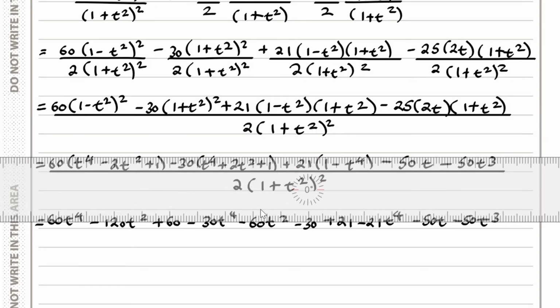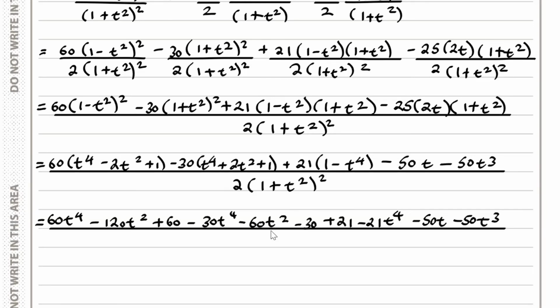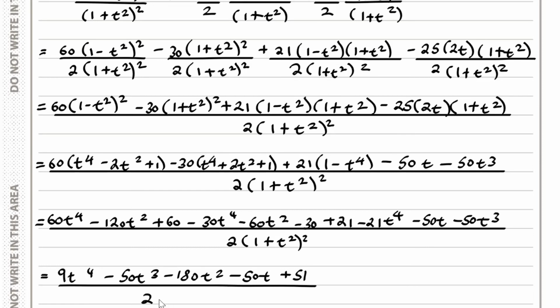Alright, and then on the bottom over here we end up with 2 lots of (1 plus t squared) squared. Okay, so if we tidy all this up, you'd find if we take all the terms in terms of t to the 4, we'll end up with 9t to the 4, and then if we simplify the rest we have minus 50t cubed minus 180t squared minus 50t plus 51, and then we divide this entire thing by 2 lots of (1 plus t squared) squared.